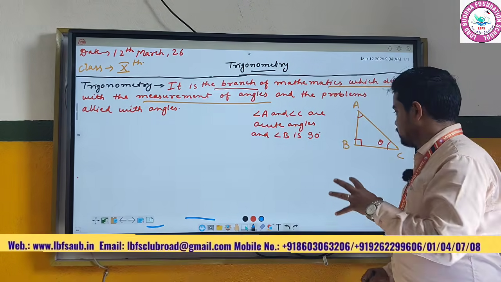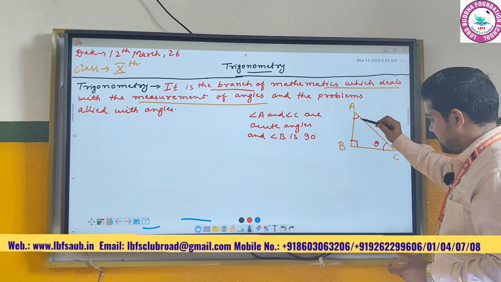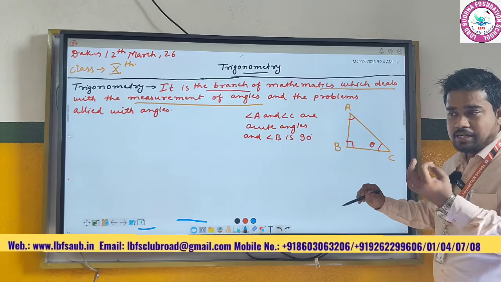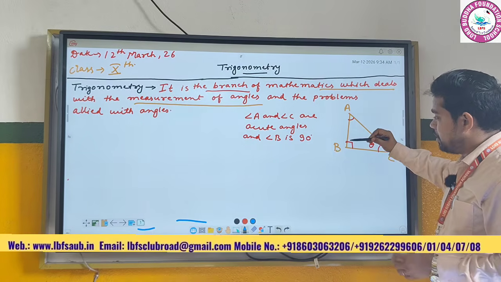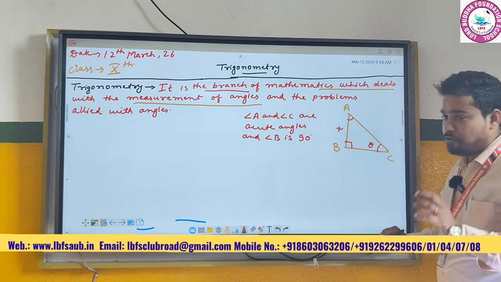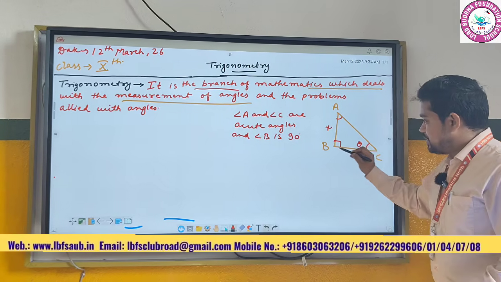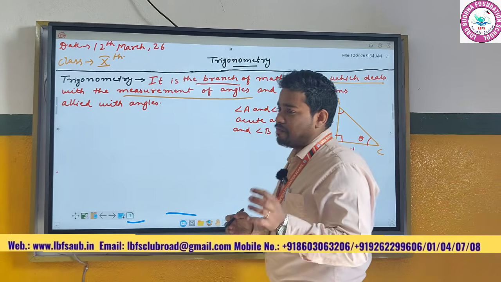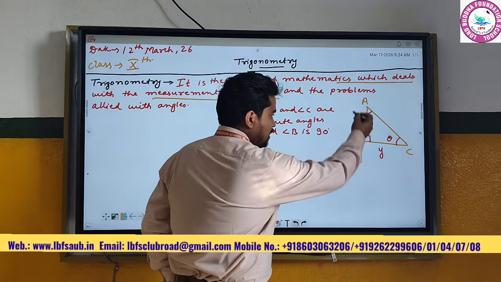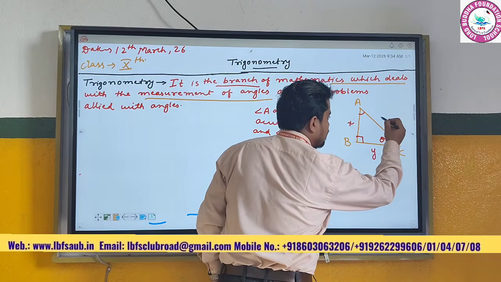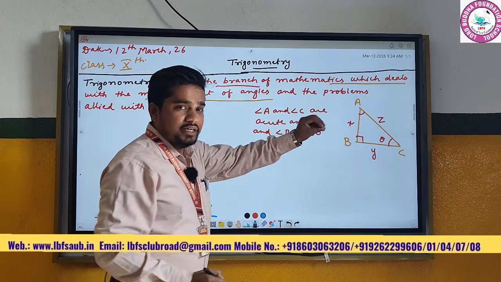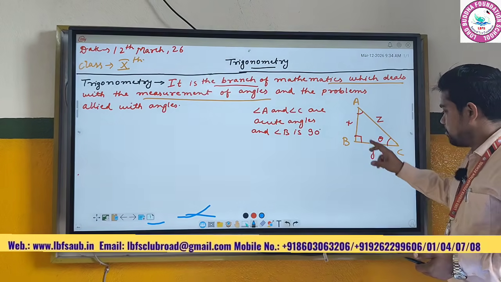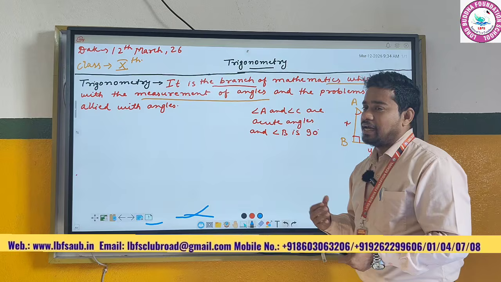Suppose in this right angle triangle ABC, side AB is the perpendicular and its measurement is x units. BC is the base and we assume its value as y units, and AC is the hypotenuse and its measurement is z units. By relating these sides, perpendicular, base and hypotenuse, we will find some trigonometric ratios.